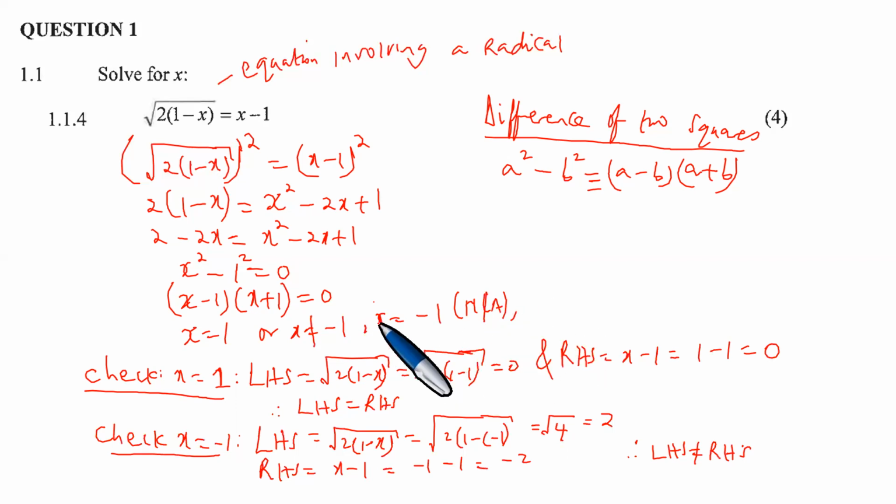We also say that x equals minus 1 is an inadmissible solution. Inadmissible solution. Okay. And now we have solved this one and we are done.